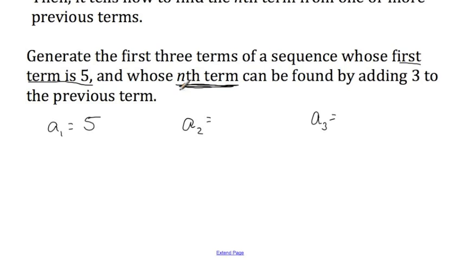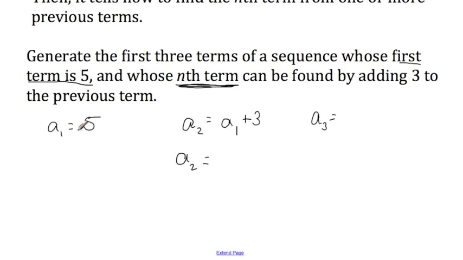The nth term, in this case the second term, can be found by adding 3 to the previous term. So all I have to do is take the term that came before a sub 2. Which term comes before a sub 2? A sub 1. The first term comes before the second term. So what I'm going to do is take a sub 1 and simply add 3 to it.